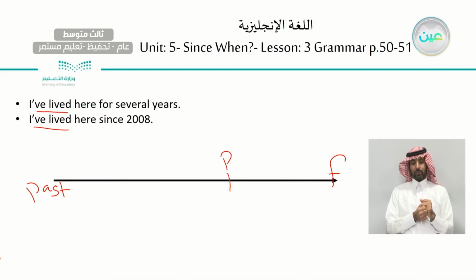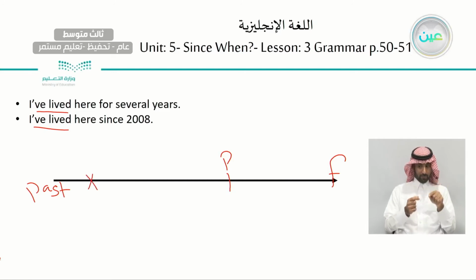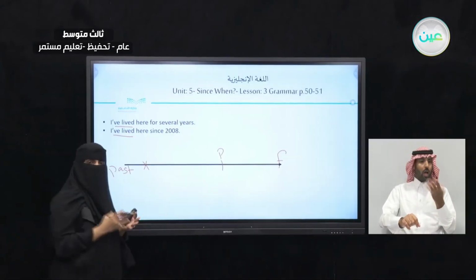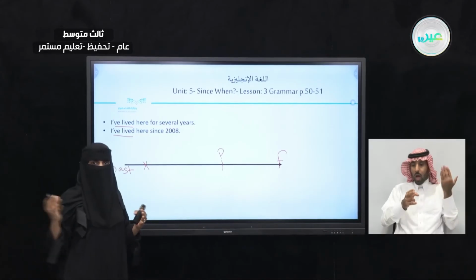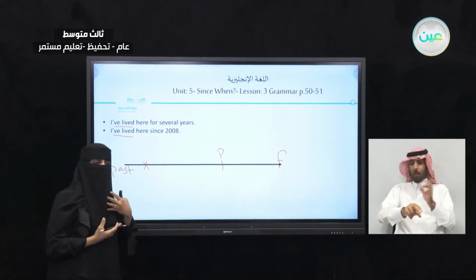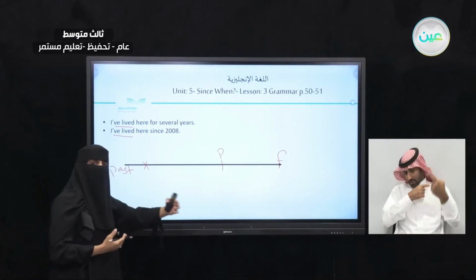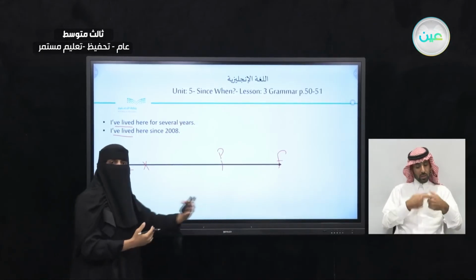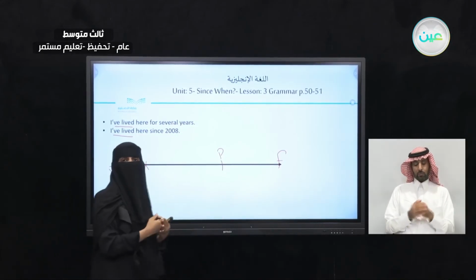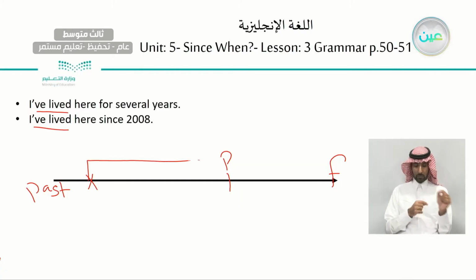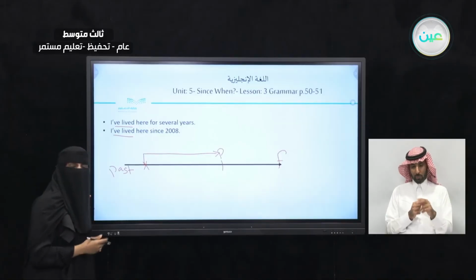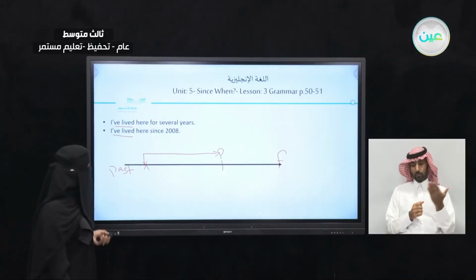How do we draw it? Do we put an X? Something happened and we stop? No. When I tell you I have lived here for several years, the action started in the past, but the effect continues. Maybe I will continue living here for more years. Maybe in the future I will continue living. So we will draw it like this. Maybe it will continue in the future. Okay? This is how we differentiate between the past simple and the present perfect.